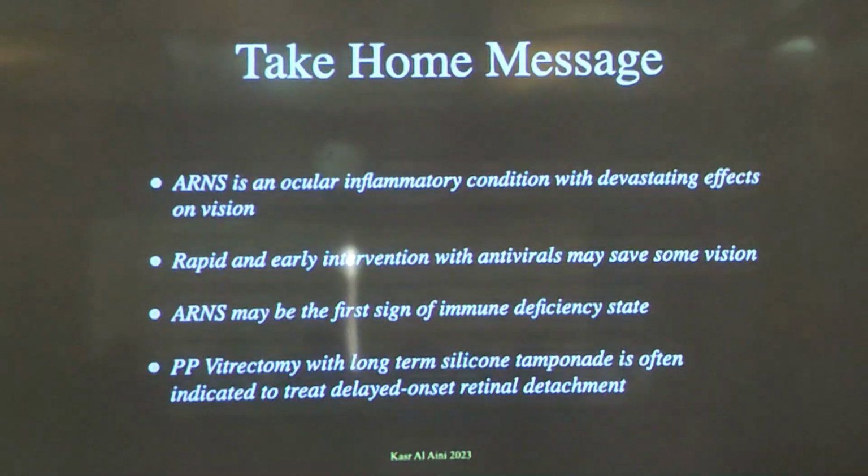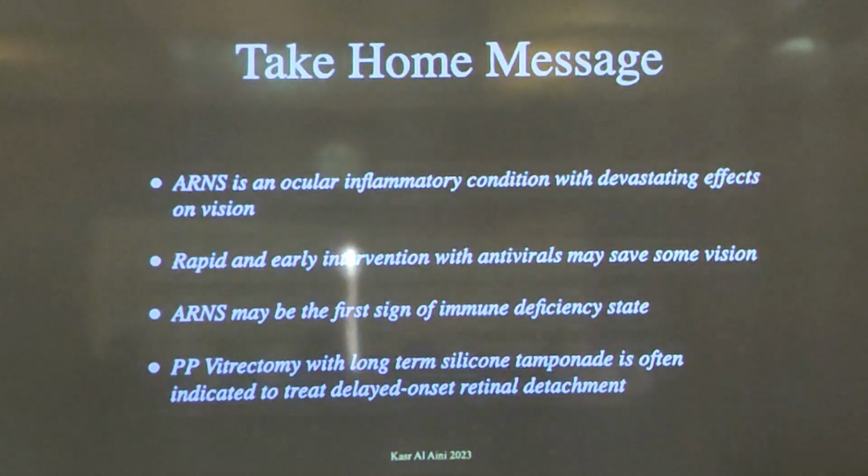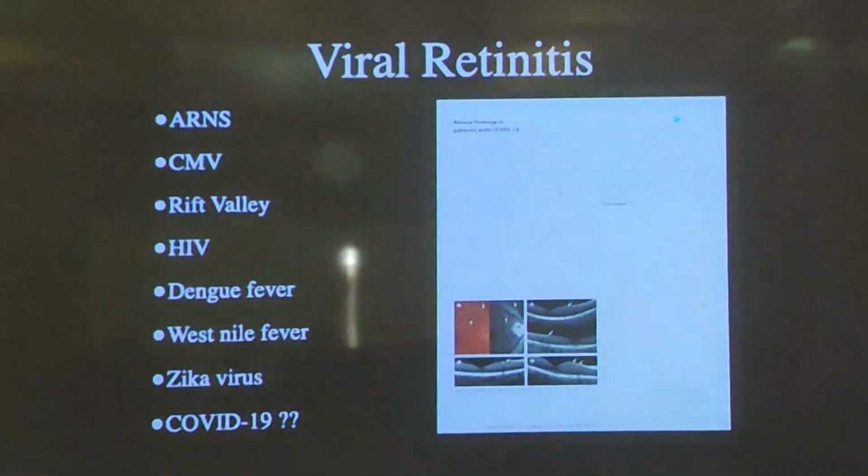Take home message: acute retinal necrosis is an ocular inflammatory condition with devastating effects on vision, and you have to diagnose the patients early on because you can save vision if you interfere properly at the right time using the dosage and the proper antiviral drugs, whether systemically or intravitreally. Rapid and early intervention with antivirals may save some vision. Acute retinal necrosis will be the first sign of immune deficiency state, so you have to really investigate the patient properly. Pars plana vitrectomy, long-term silicone tamponade, is often indicated to treat the delayed onset retinal detachment. وشكرا.